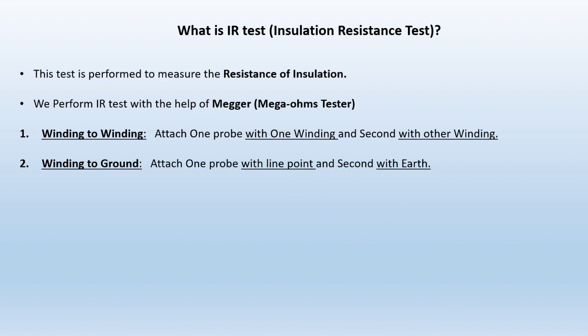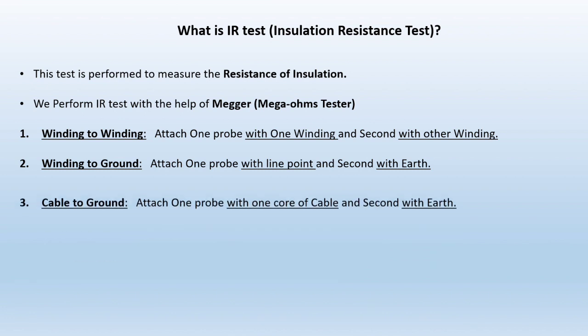Winding to ground. You know well that the winding is also insulated from the ground, so we will find the insulation between winding and ground. For this we attach one probe to the line point, which means one winding, and the second probe to the earth, so we will find the result.